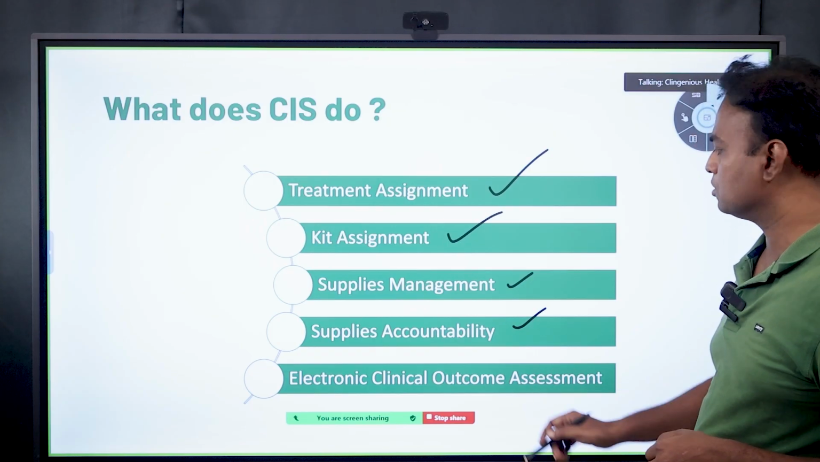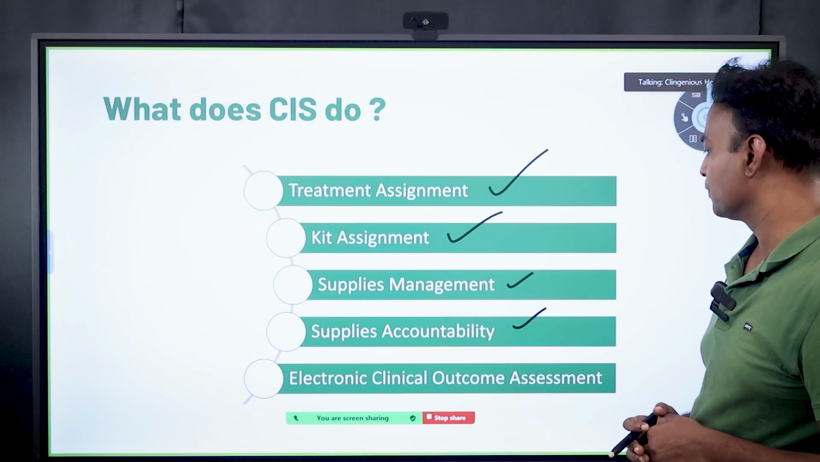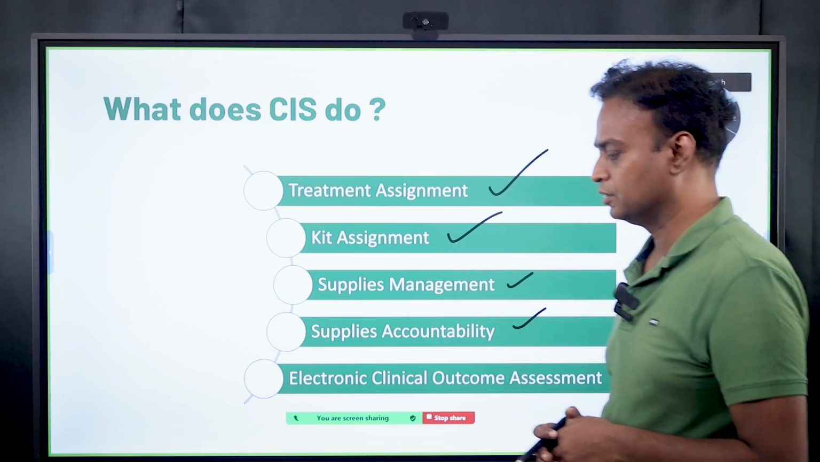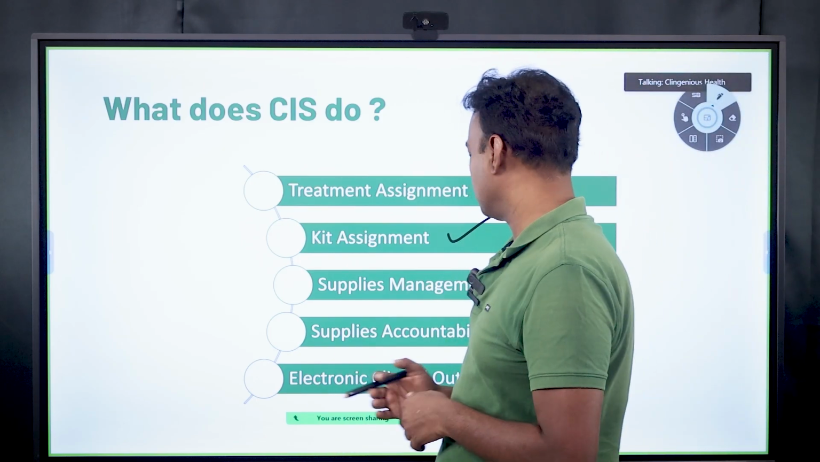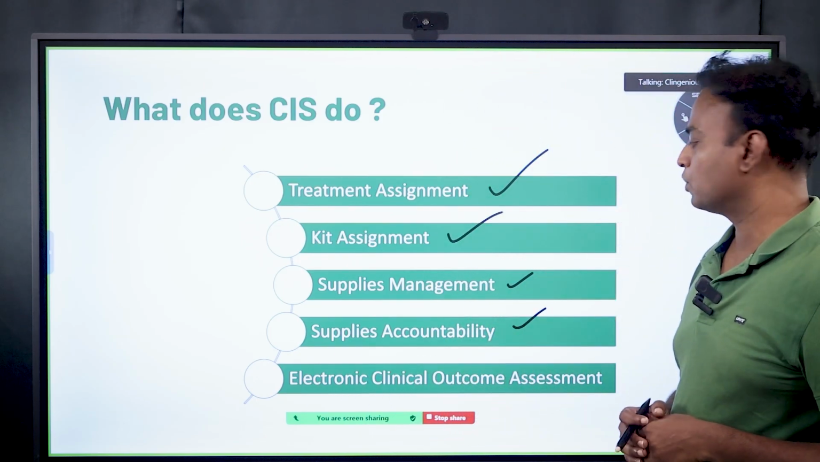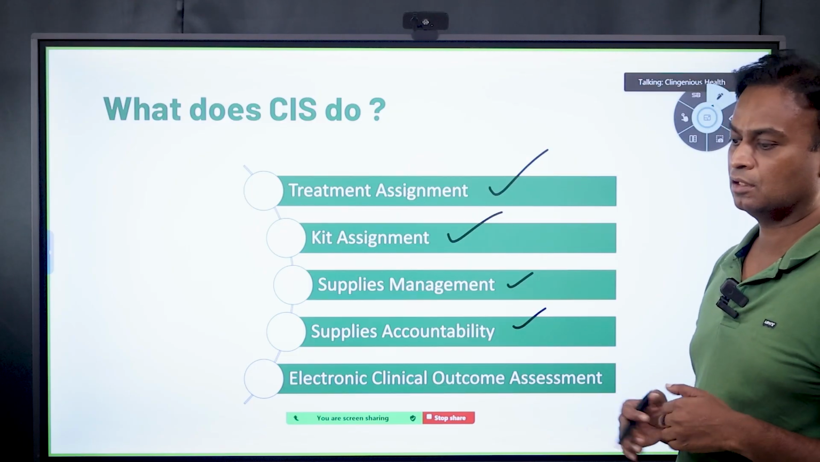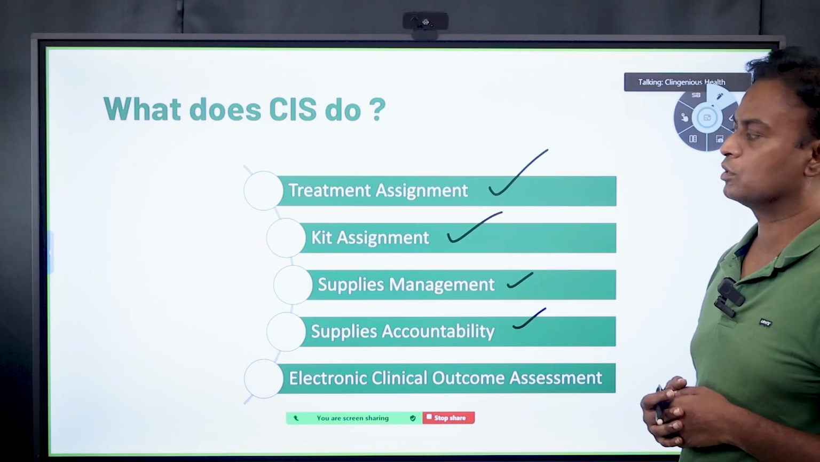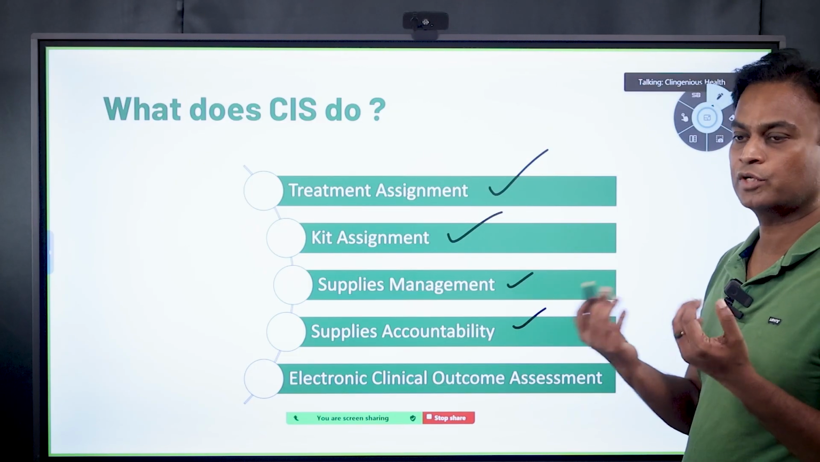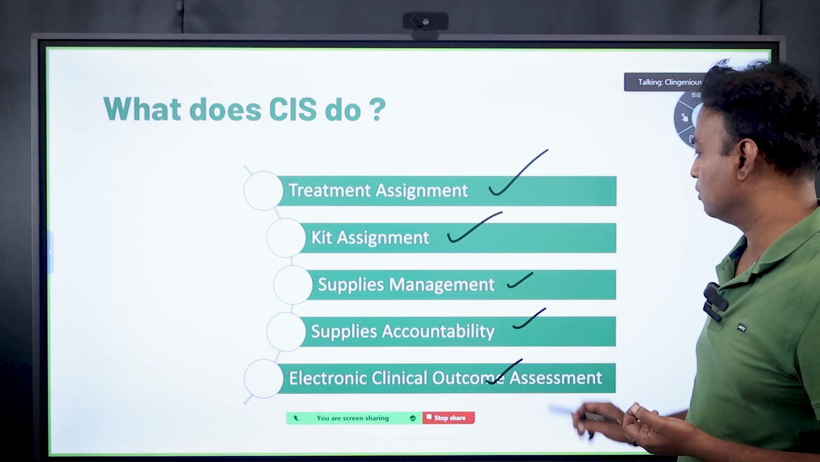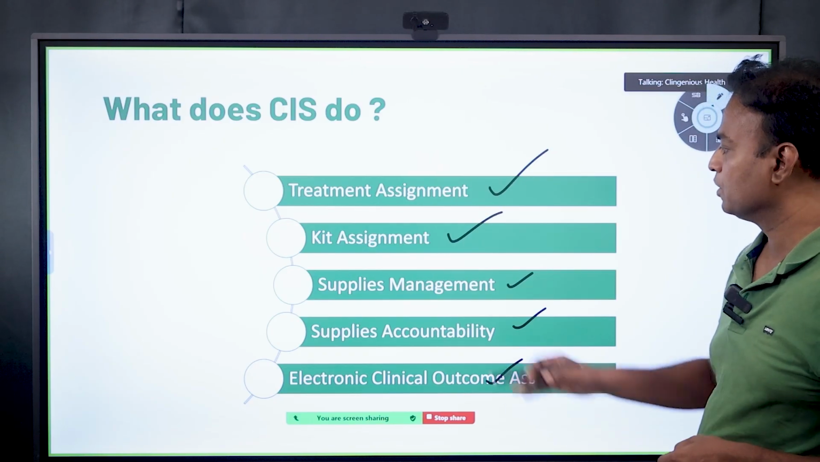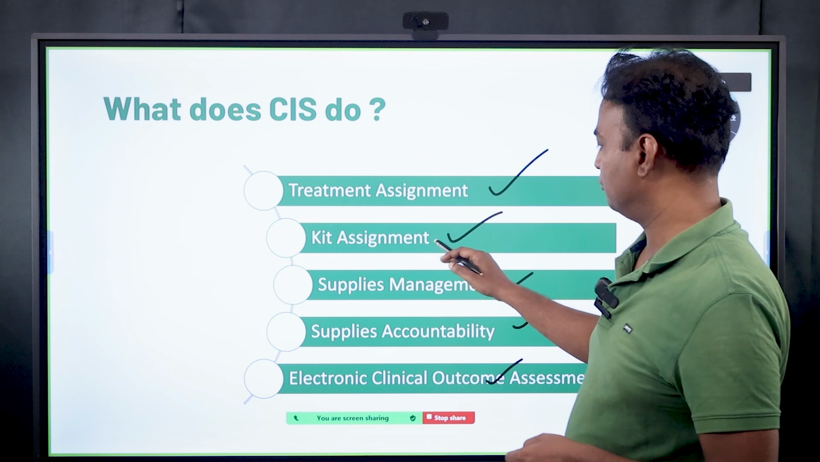And the IRT system also includes electronic clinical outcome assessment and ePRO. You might have known about ePRO. ePRO is electronic patient reported outcome. If the patient is reporting something, how do you capture it? That is through electronic clinical outcome assessment. So these are the five major functions.